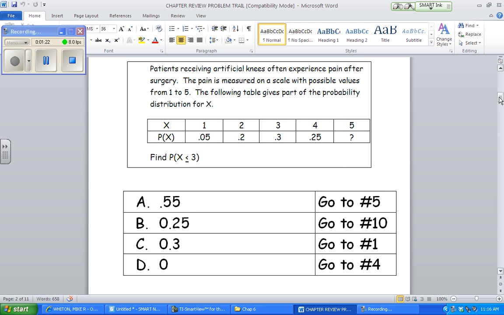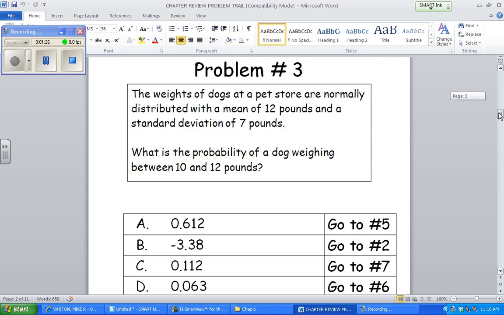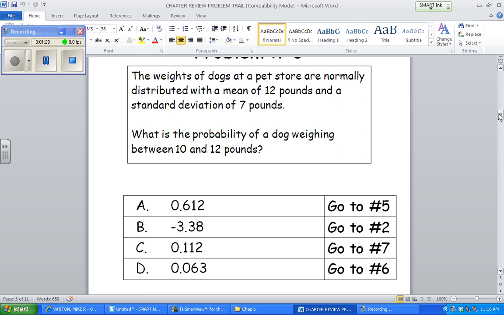Okay, so let's move on to number 3. Weights of a dog at a pet store. Here's the key here, normal distribution. That's going back, we did that in chapter 2, I think it was. It's one of the continuous distributions, so it's a big one for us. They give us a mean, they give us a standard deviation.